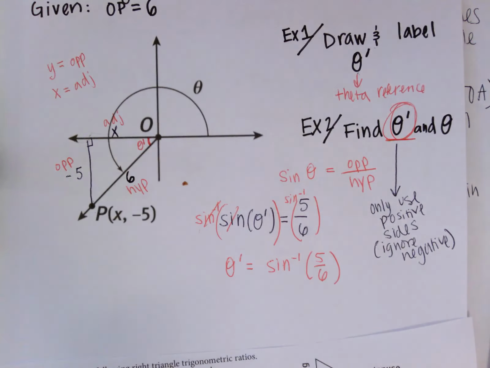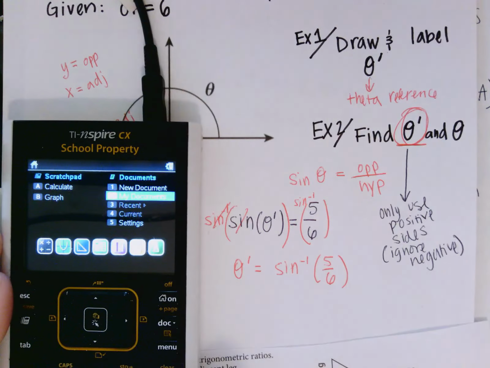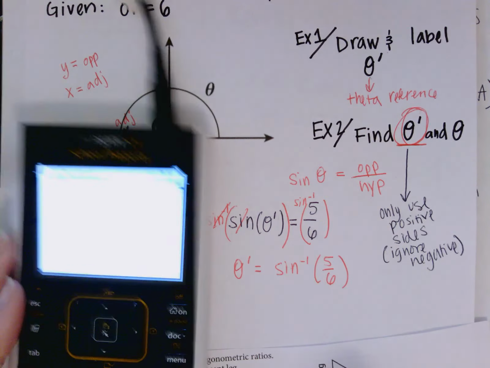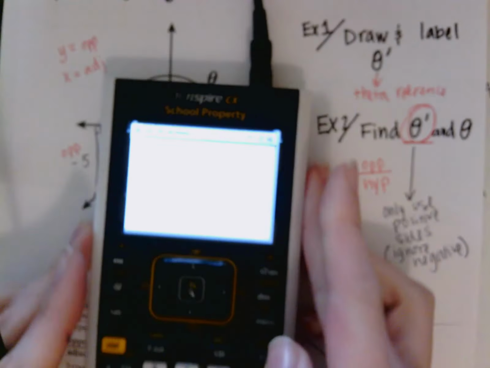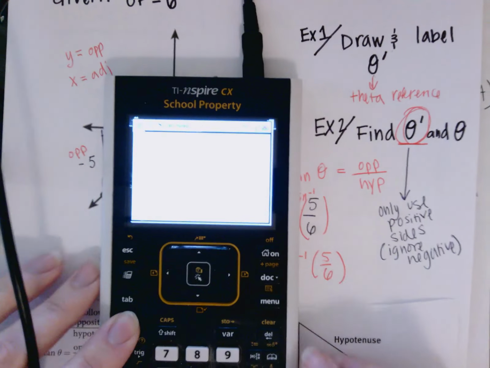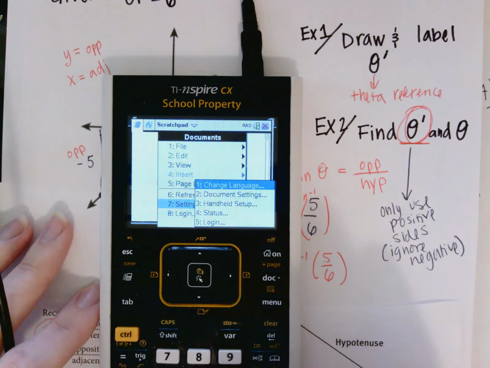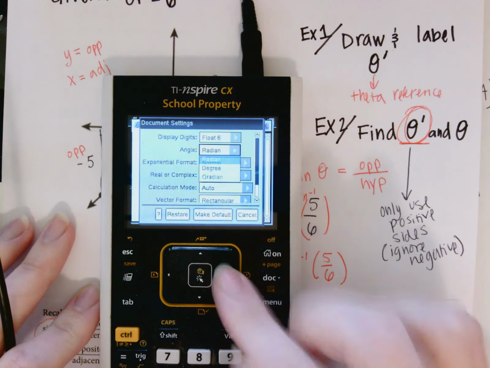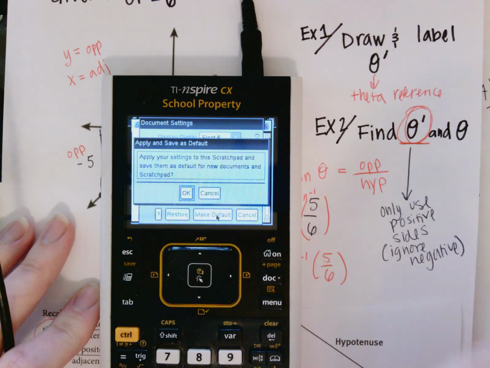Okay, so we're going to go to our calculator now. My calculator battery is low. You guys should pull up your calculator on your computer. If I go to the calculate screen, now I'm using a trig function. Notice that I'm in radian mode. I'm probably going to want degrees here. So if you recall how to do that, we hit doc 7.2. The angle changes to degrees, and then we make default.